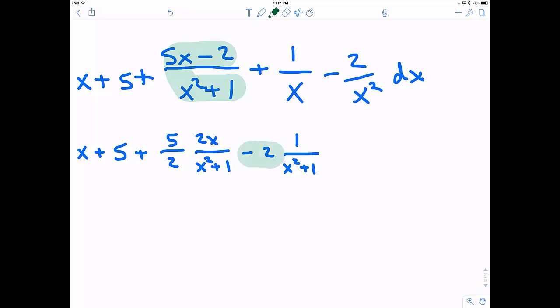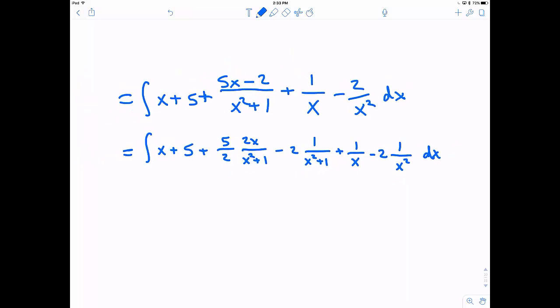And so this first part, this 5/2 times 2x over x squared plus 1, this is clever just so that way we can set it up for u substitution, right? Hopefully you can see this -2 comes from, and then this 5/2 and this 2x would cancel out, and that would give you 5x. So again, we're setting this up for u substitution. Plus 1 over x minus 2 over x squared.